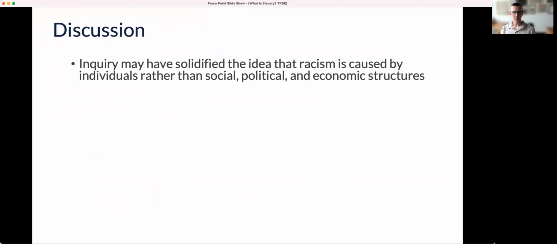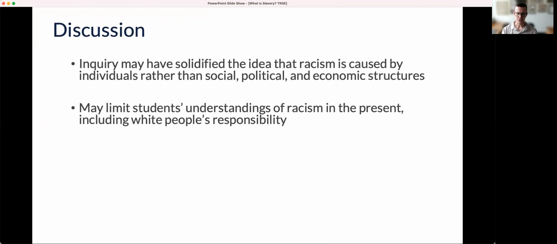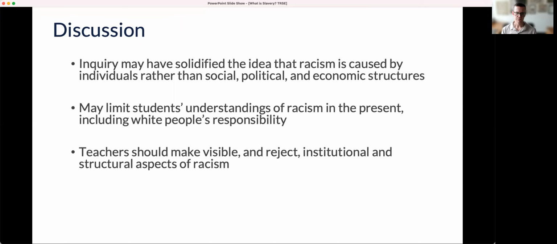So in the discussion of the paper, I said that the inquiry may have solidified the idea that racism is caused by individuals, such as the master or the overseer, rather than by social, political, and economic structures. And so the way that slavery was discussed in the classroom may have limited the students' understandings of racism in the present, including white people's responsibility. And in order to improve upon this, Ms. McKinley should think about making visible and rejecting institutional and structural forms of racism.